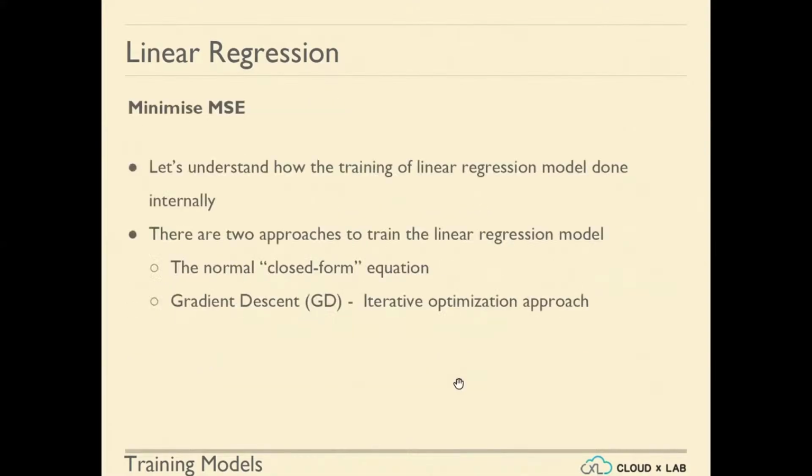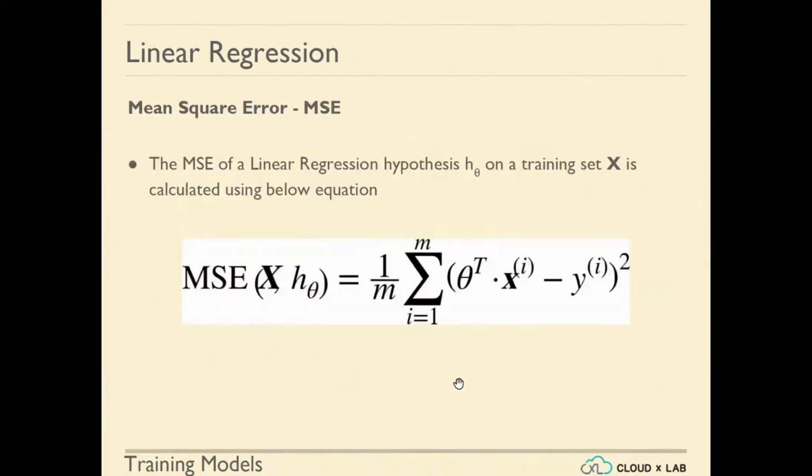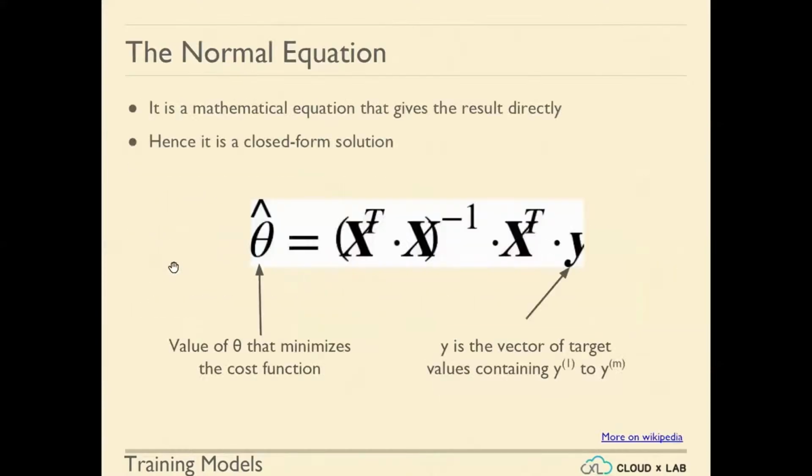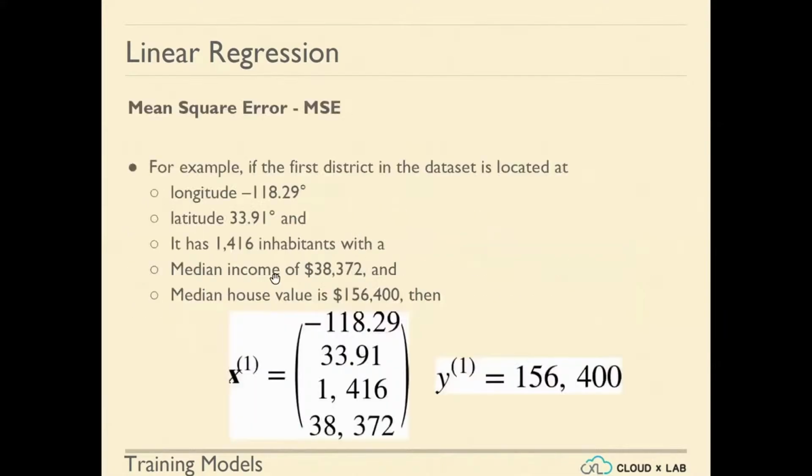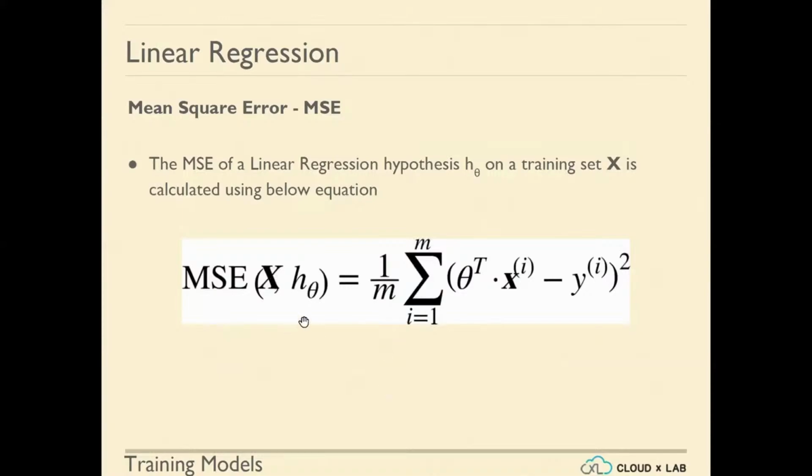Okay, now if you want to minimize this MAC, there are two methods. The first method is the closed form equation, or you can use the normal equation to minimize MAC. The second method is gradient descent, right? Gradient descent is an iterative approach, and the normal equation is the equation using which you can directly get the solution, right? So there are two ways to minimize this loss MAC.